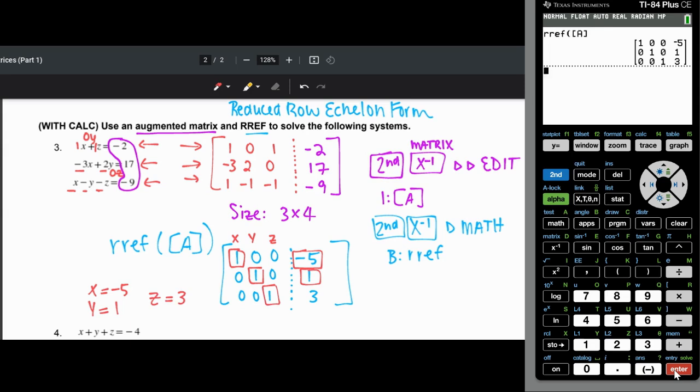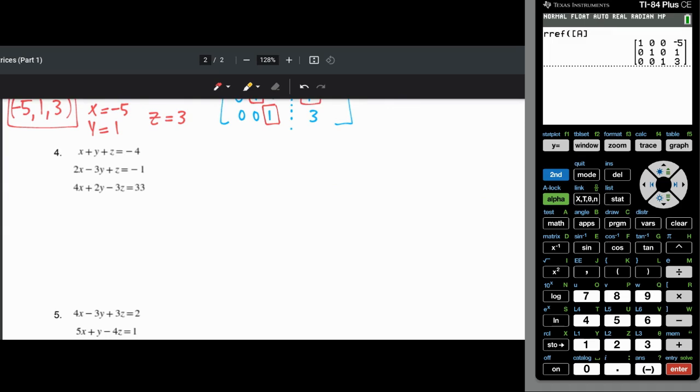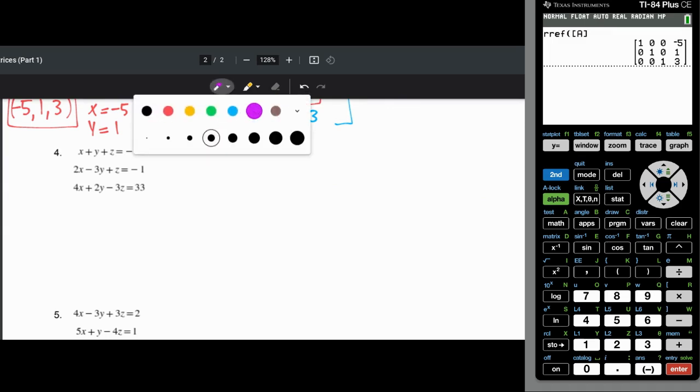Now, my final answer should actually be written as an ordered triple. So it would be -5, 1, 3. All right, so we're going to do 2 more examples of this. And these should get easier each time we do it.